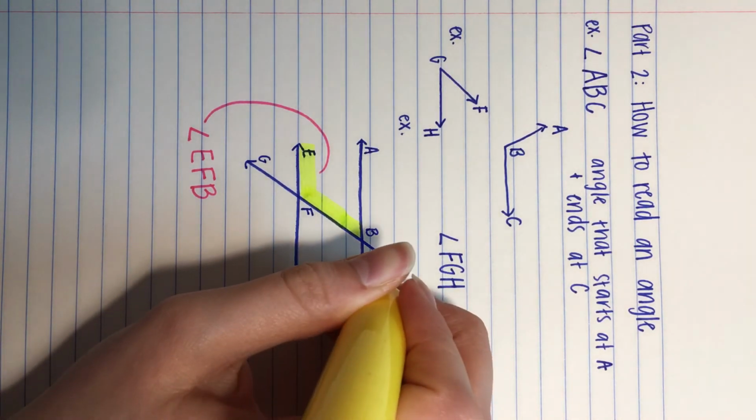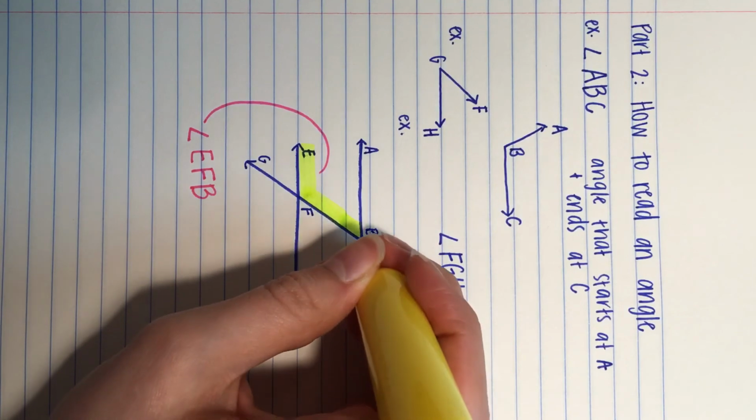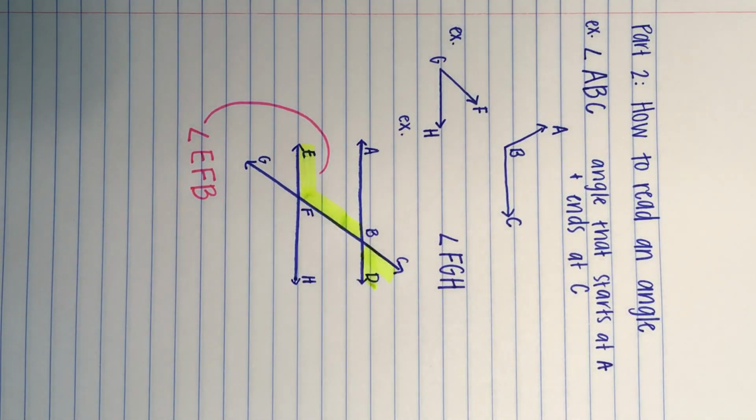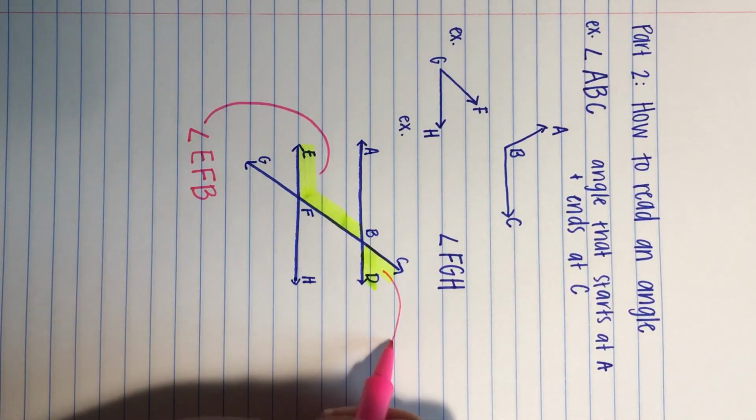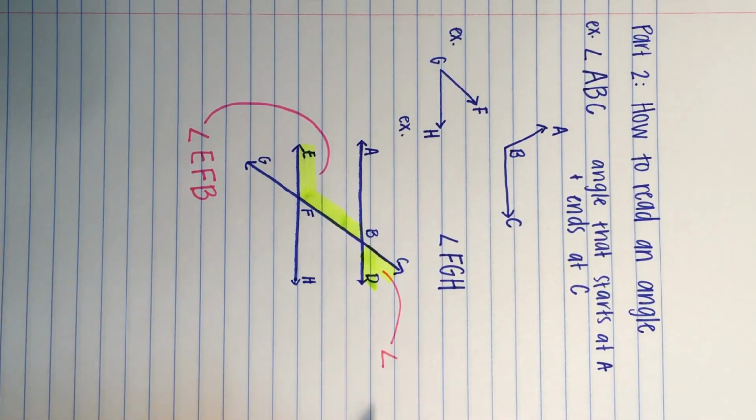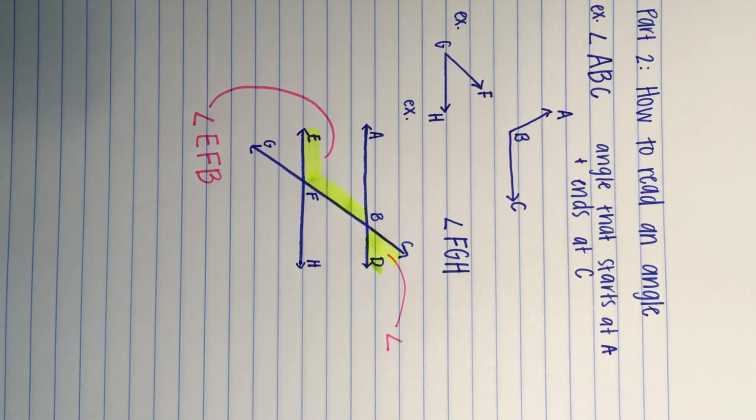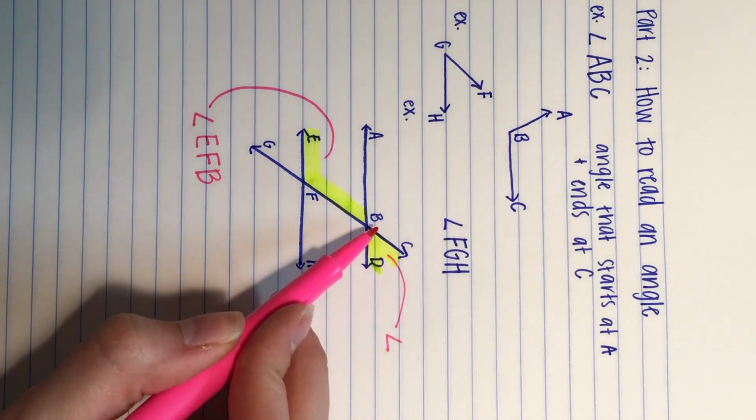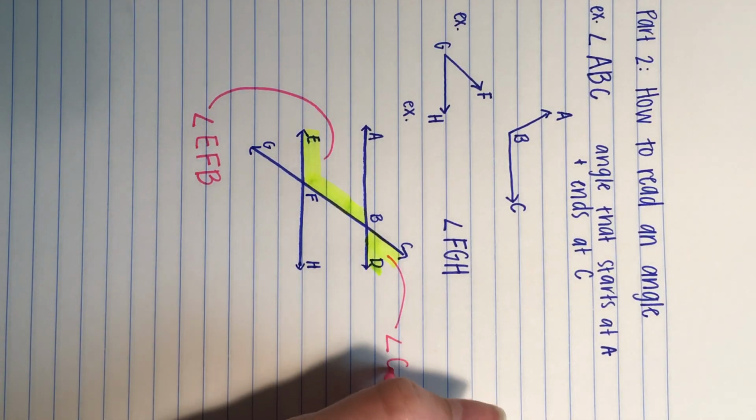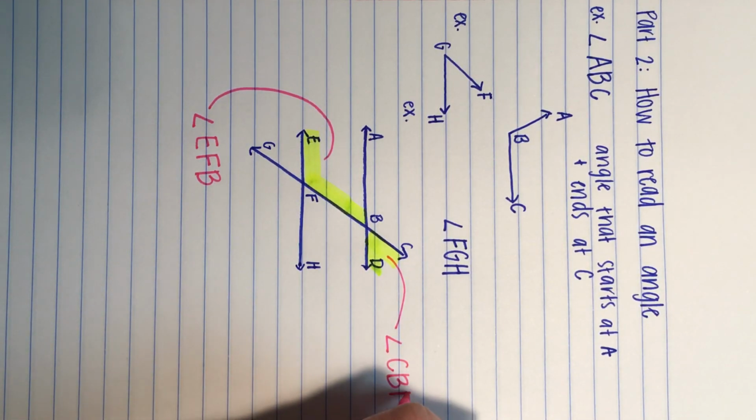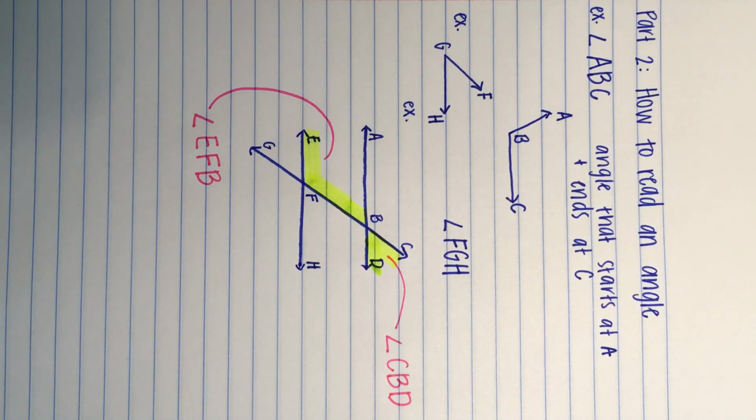I'll show you one more here. So maybe up here I want to talk about this angle. Again, I'm just highlighting to show you kind of where the angle is. So in this case, if I wanted to describe this, it's an angle, so I use the little symbol. It's like a little mini acute angle. Starts at C, ends at D. So I just write down the letters I'm tracing through. So that's how you read these different angles.